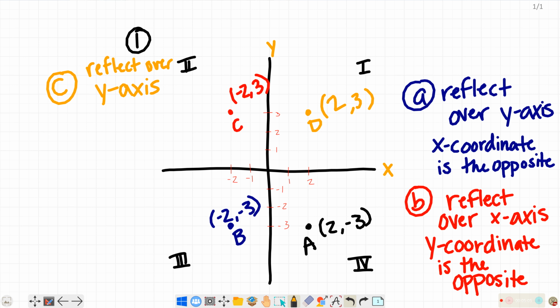Alright, and then Ivan, it says, how does this one compare to point C? It's the -2 turned into a +2. Yeah, and that's the x or the y? X. Yeah, the x is the opposite.